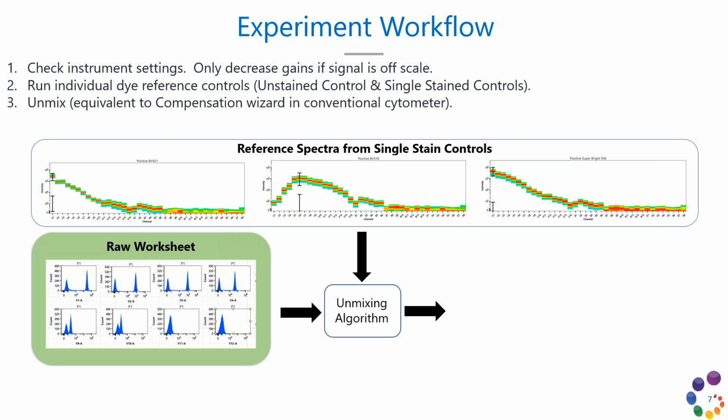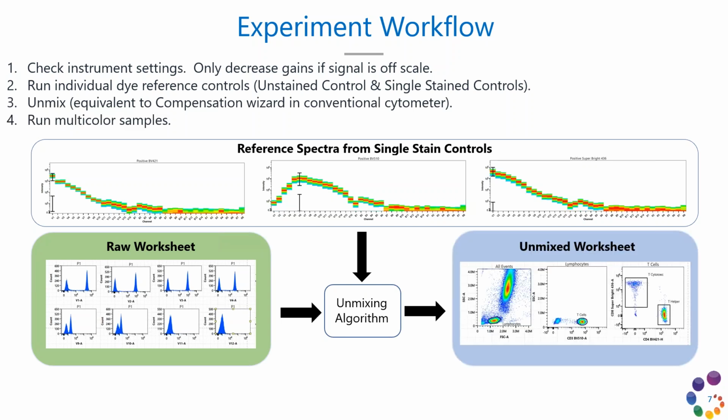Once all of your controls are recorded, you're going to go ahead and go through our unmixing wizard, and you'll gate on your positives and on your negatives like what you're used to doing. And once you've completed that, you can start recording your multicolor sample and viewing it in the workspace that you're used to seeing, where you have all of your fluorochromes and markers on the axes, rather than the raw detector channels as you saw prior to unmixing your data.